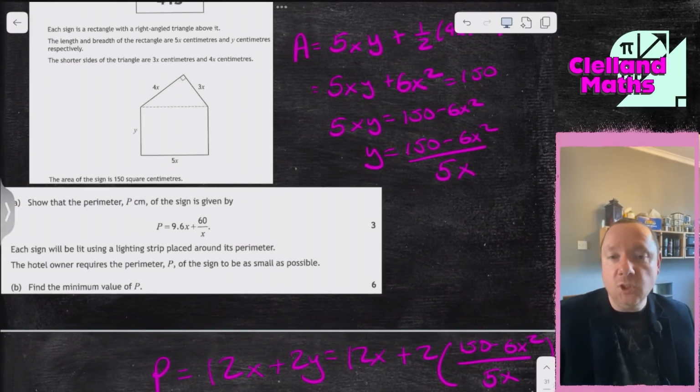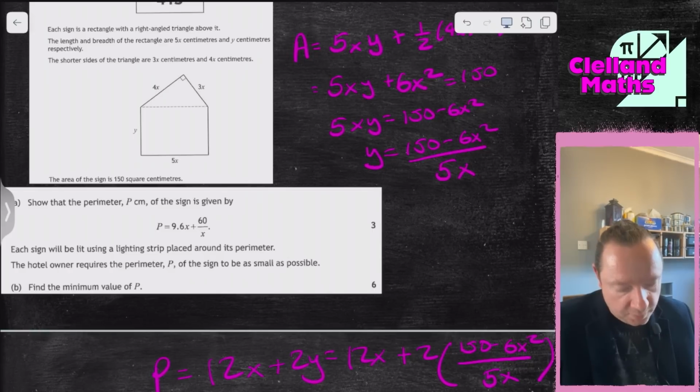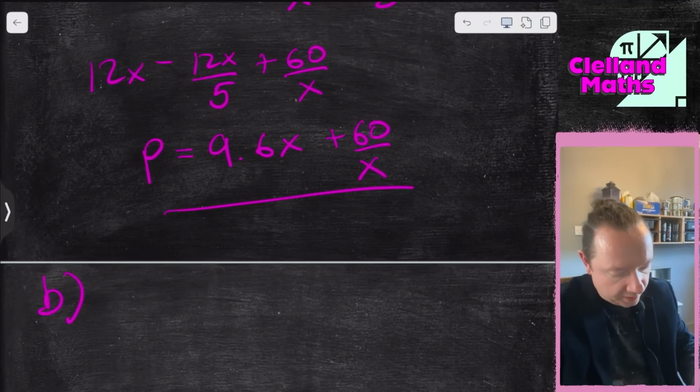But if you couldn't do that, you should have just moved on and skipped it, because you can do part B. Each sign will be using a lightning strip placed around its perimeter. The hotel owner requires the perimeter of the sign to be as small as possible. Find the minimum value of P. Optimization, differentiation. So part B, minimize this then.